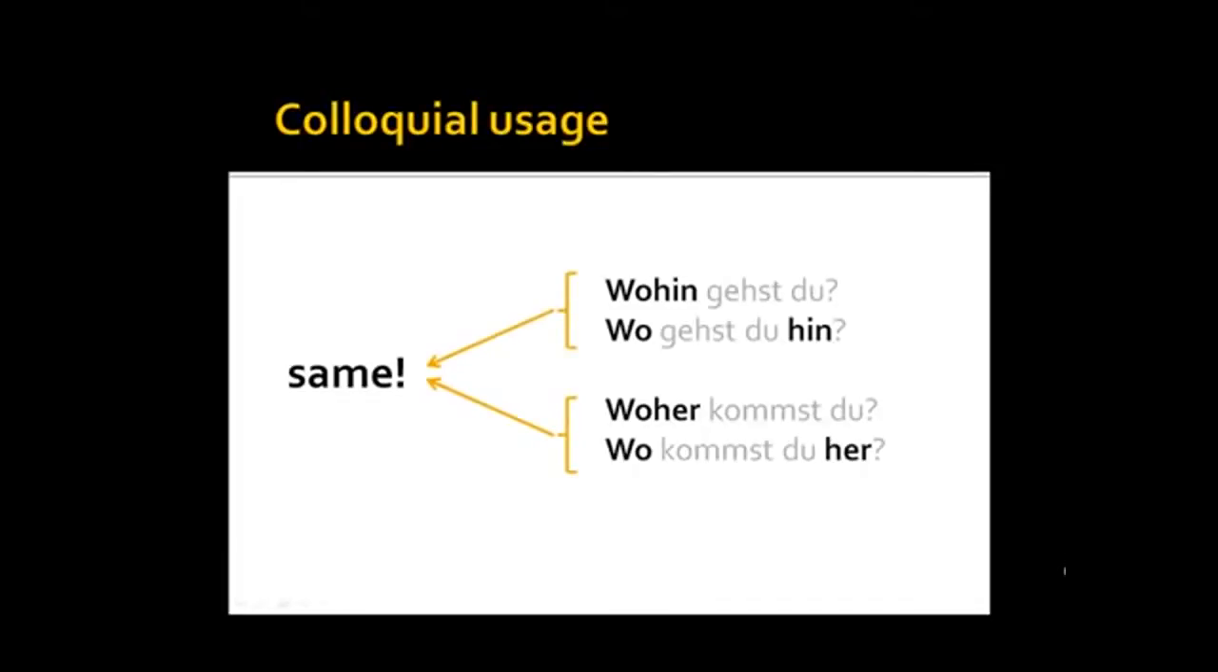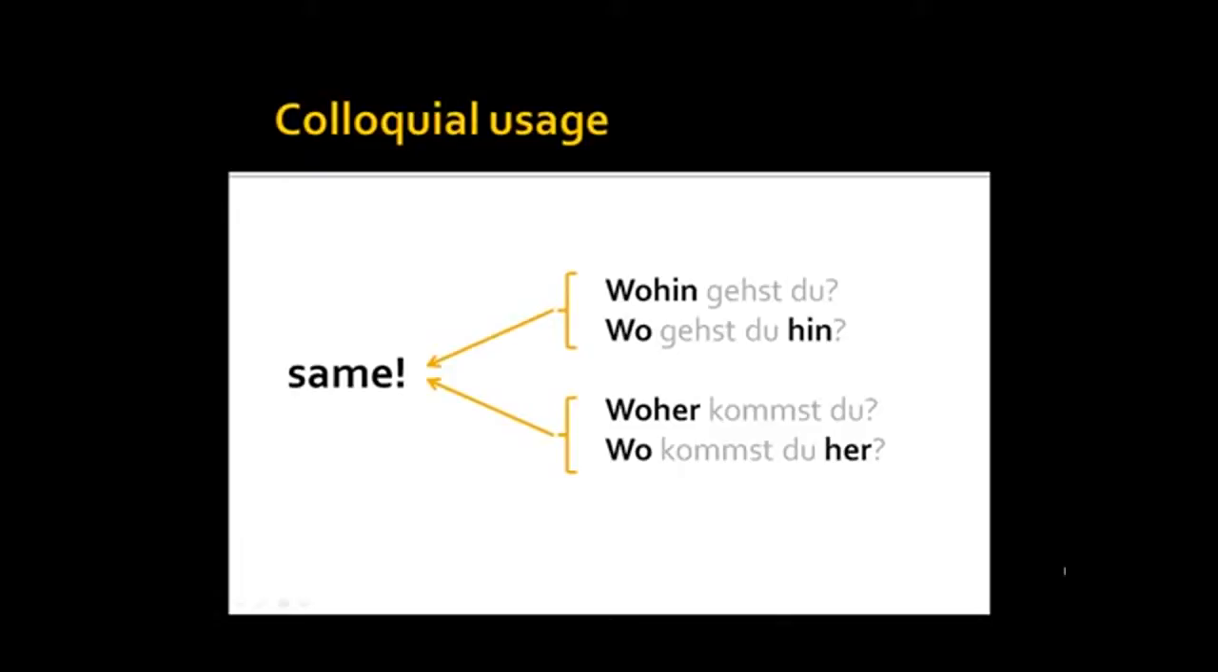There's sort of two different ways to ask wohin and woher. The first one that you see, wohin gehst du, or where are you going? What we can do in German, I've heard this a lot in colloquial usage, we could split it up. We could put wo at the beginning of the sentence, followed by gehst du, like we had before, but then put the hin at the very end, wo gehst du hin? We could do the exact same thing with woher. Woher kommst du? Wo kommst du her?